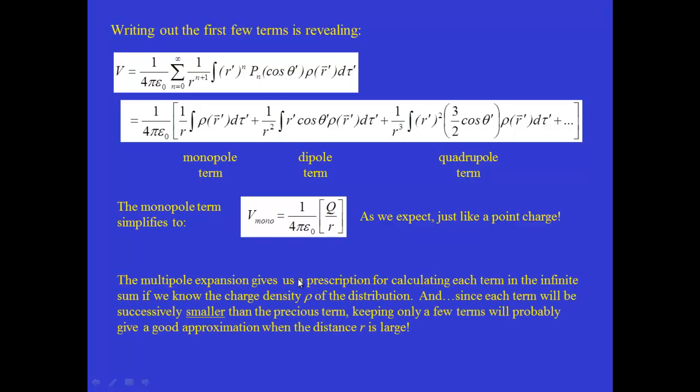It gives us a prescription for calculating each term in this infinite sum if we know the charge density, if that's given to us. And again, as I have said, since each term will be successively smaller than the previous term, then to get a good approximation, especially at large distances away, all we really need to do is keep a few terms. So in class and later on in the textbook, we'll see some examples and we'll work some examples that show how to calculate the approximate electric potential of a distribution using the multipole expansion.